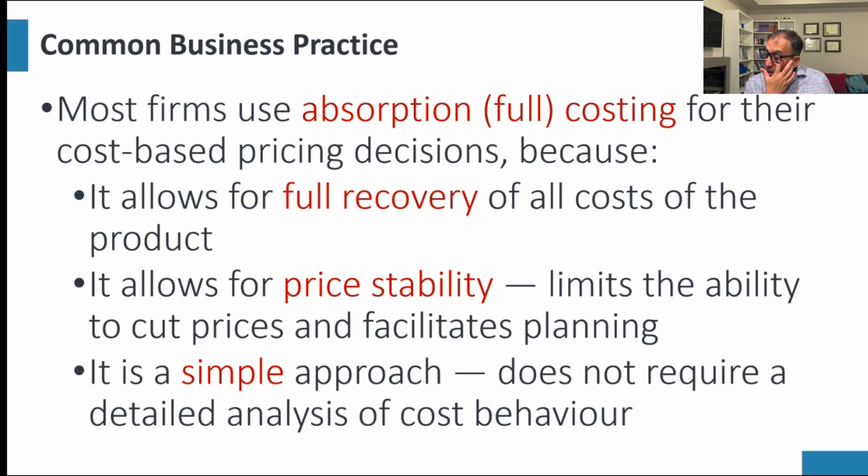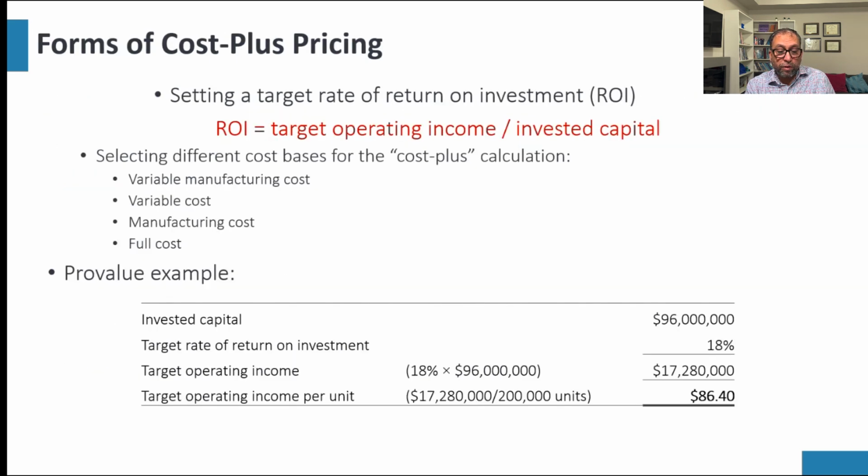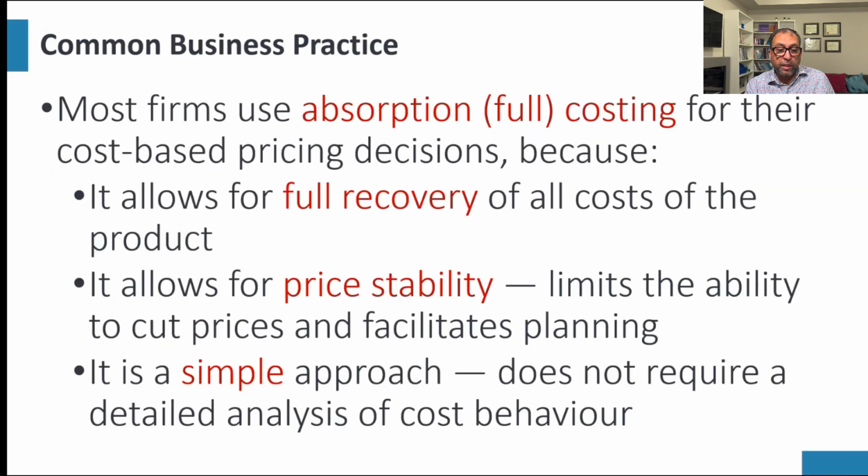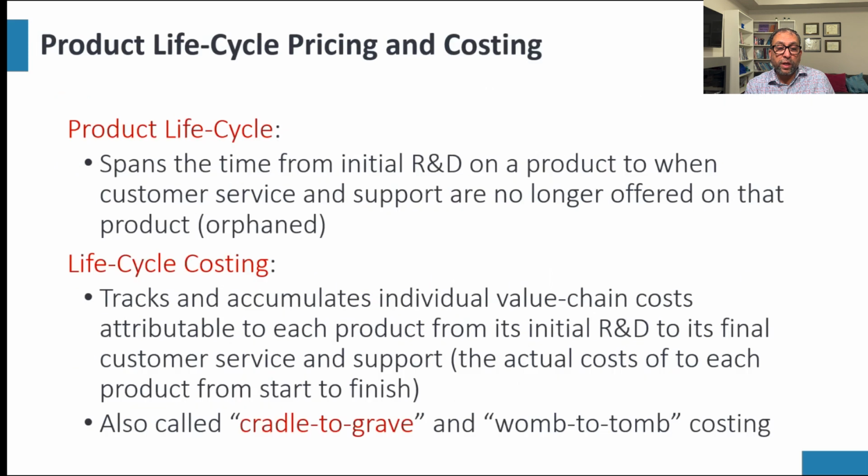Now, common business practice is that most firms use absorption full cost for their cost-based pricing decisions because it allows for full recovery of all the costs of the product, and it also allows for price stability, limits the ability to cut prices, and facilitates planning. And it is a simple approach that does not require a detailed analysis of cost behavior. So that's the absorption cost, like the first method we discussed, the full cost per unit. This is helpful, and it is common in business practice.